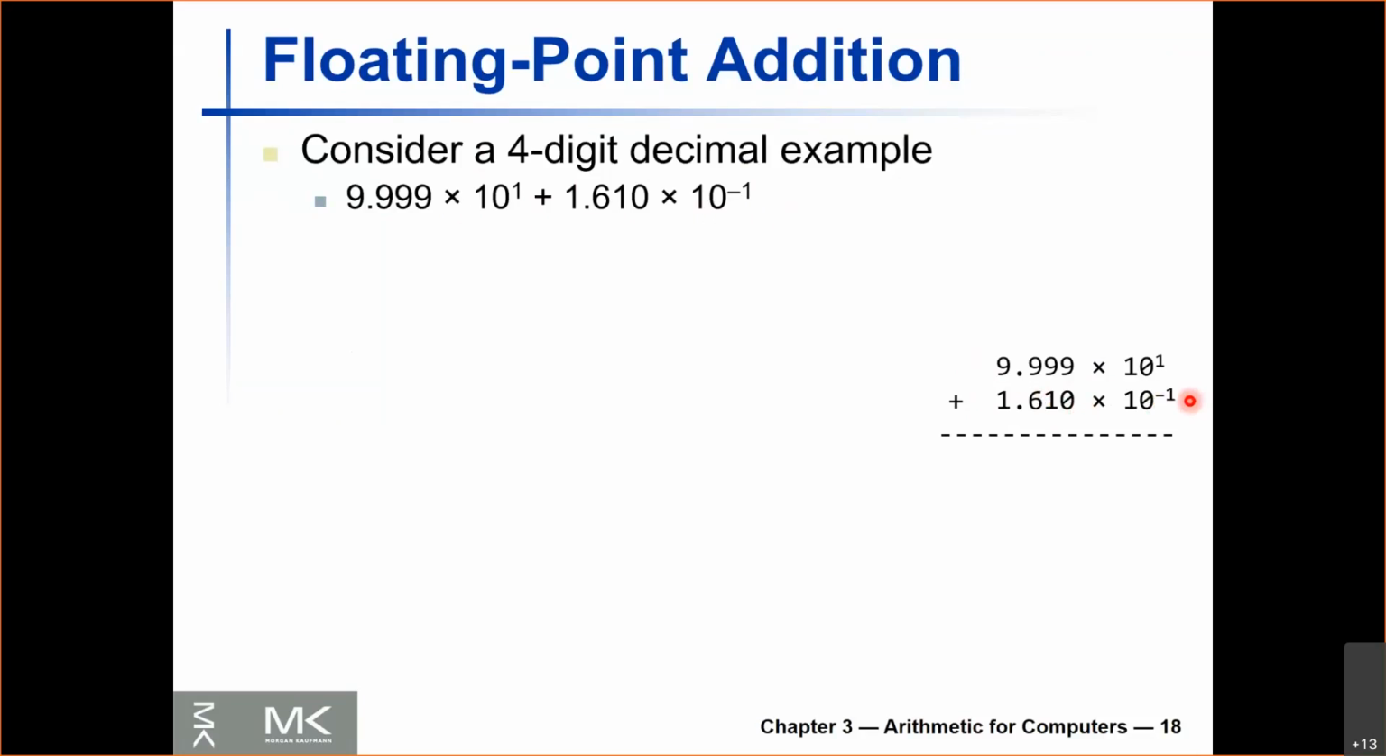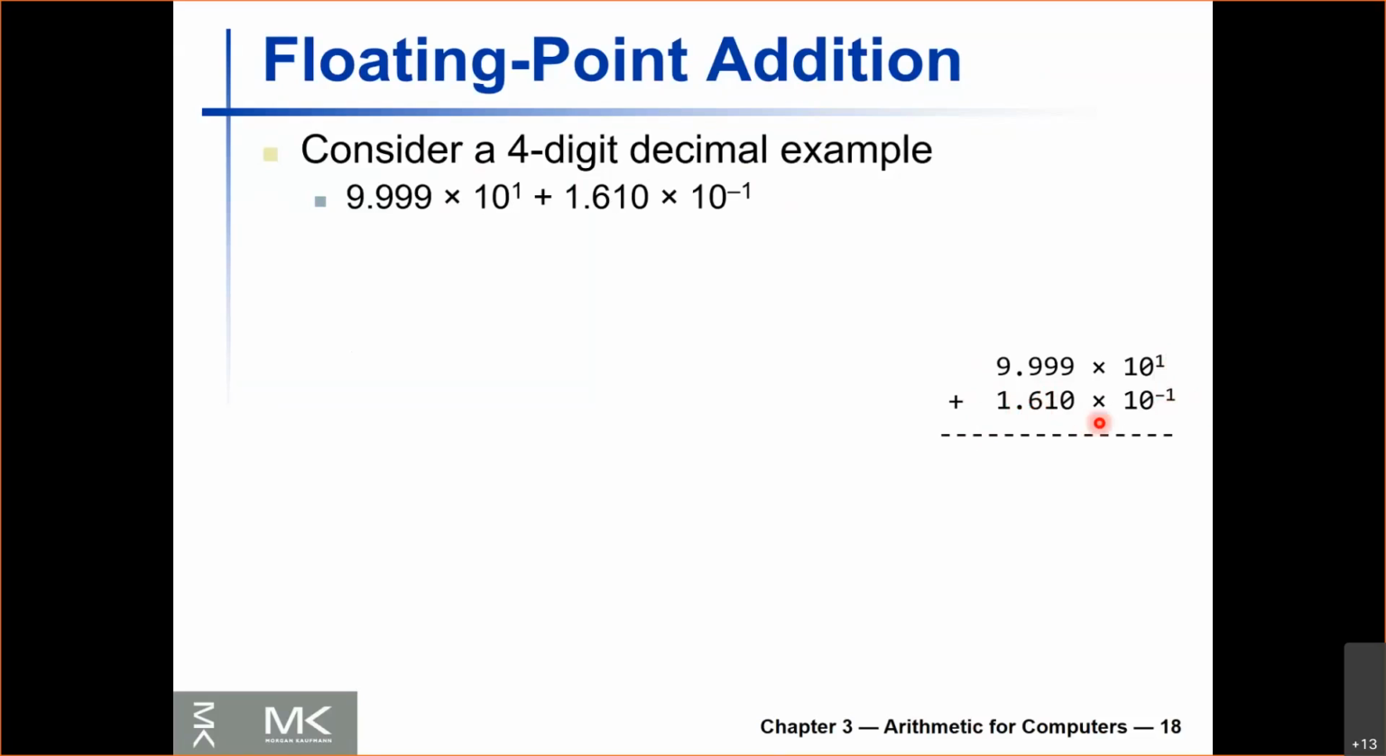Right, I can't do it. Why can't I do it? Right, exactly. They need to have the same exponent. So I can't simply add these two significands over here because they don't have the same exponent. What I need to do is first align them so that they have the same exponent.